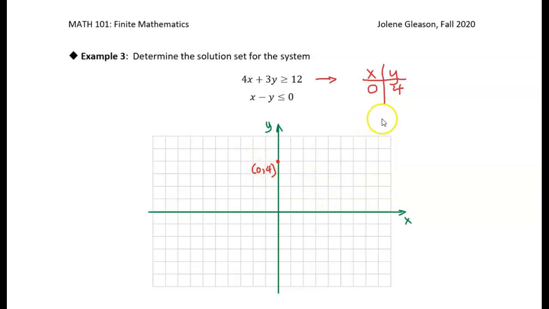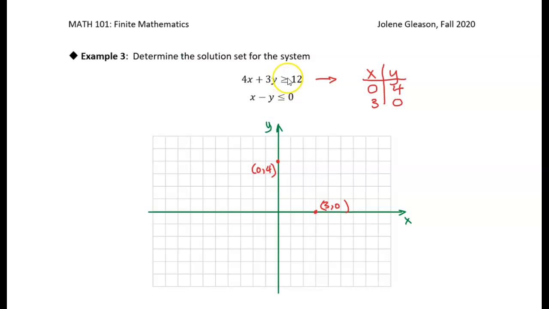All right. And then another easy thing to do is just find the x-intercept. The x-intercept happens when y is equal to 0. So if y is 0, then this 3y term is just 0. So you just have 4x is equal to 12, and so x is equal to 3. So now I know the point 3, 0 is also on this line. Okay, so I can draw the line.